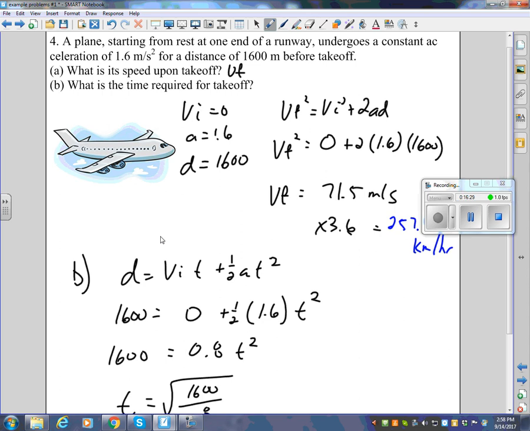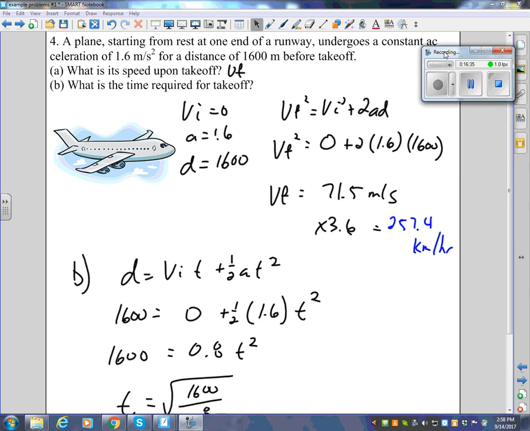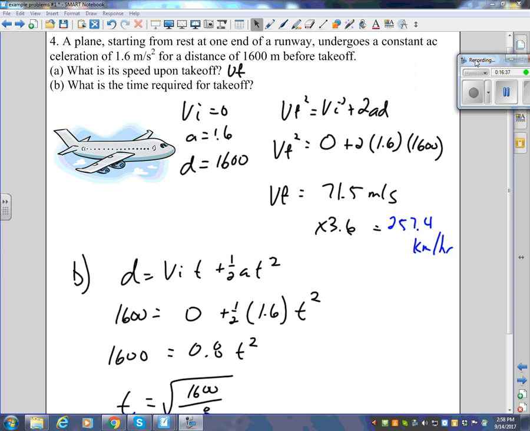Okay, so let me go through it, and then maybe I'll answer some questions as I go. I forgot to keep squares. So we're going to use VF squared equals VI squared plus 2AD. We're going to plug in what we know. It says, what is its speed upon takeoff? So that's one way of saying, what is the final velocity after that accelerating time period? That's what they're trying to get at there. And it works out to 71.5 meters per second. And I was curious, so it happens to be 257 kilometers per hour. That's pretty fast, right?